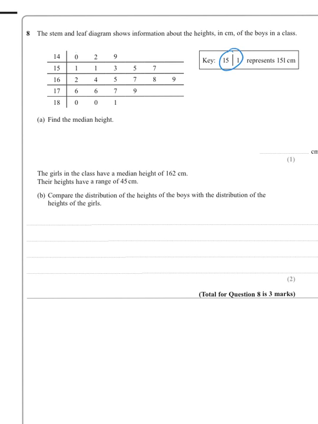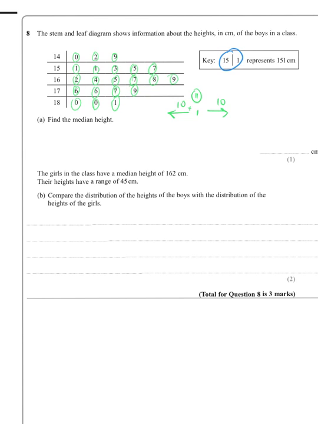So if we start from the smallest one and work outwards, we'd have 1, 2, 3, up to 20. So there's 21 heights registered in that stem and leaf diagram. Now, if we had 21 heights in order, we'd have 10 this way, 10 this way, and we'd have one in the middle, i.e. the 11th. So if I start counting from the smallest and get to the 11th, that will be the median height.